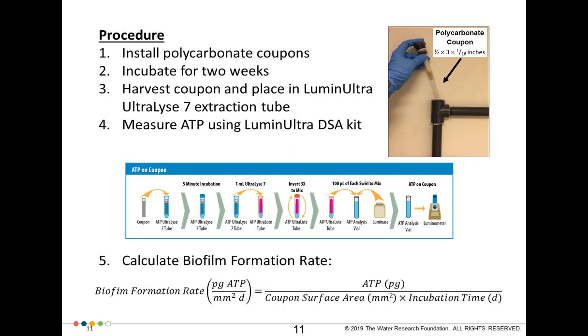There are other vendors who supply ATP analysis test kits, but this is just the one we used for our project. The nice thing about the Ultralight 7 extraction tube is once you place the coupon in there, it lyses the cells, extracts the ATP, suspends it in solution, and keeps it stable for up to 24 hours at room temperature. If you need to wait a longer time period before analysis, you can hold it in the fridge at 4 degrees Celsius for up to a week and still get similar results.